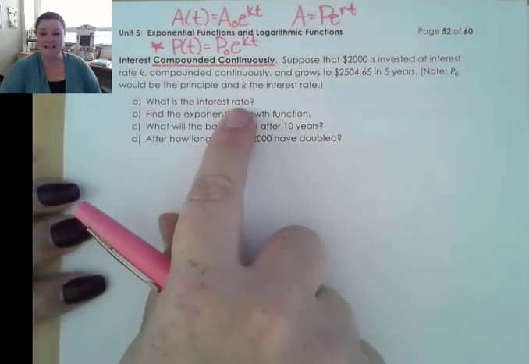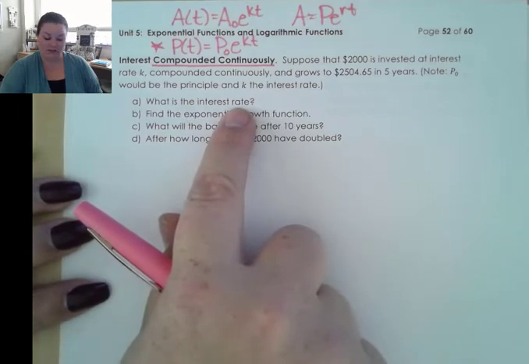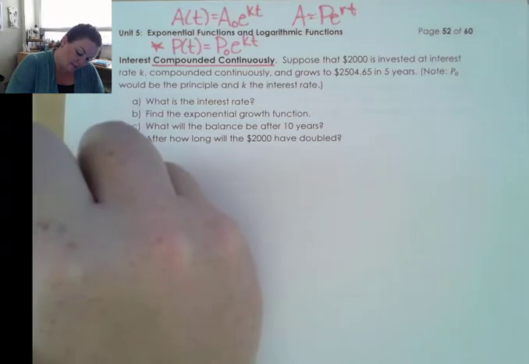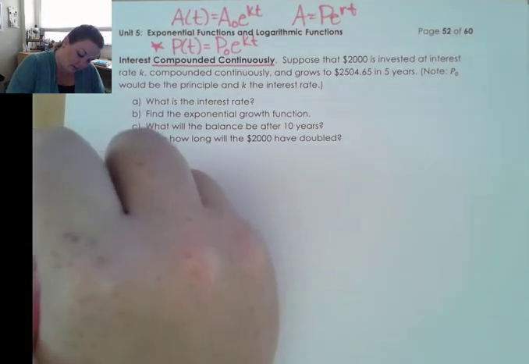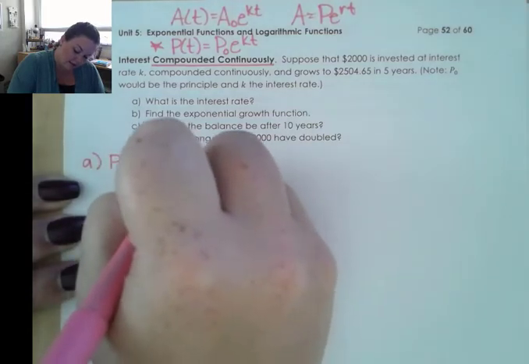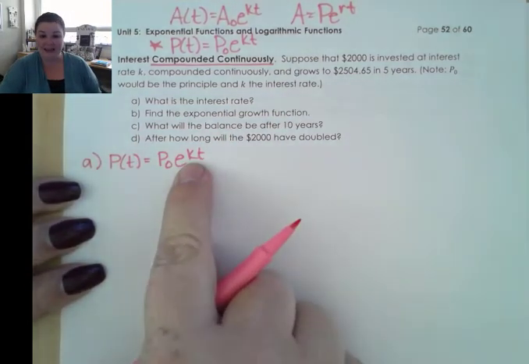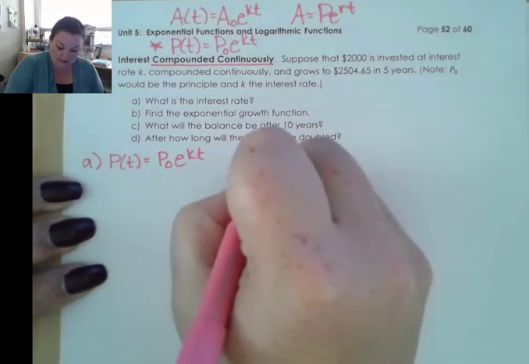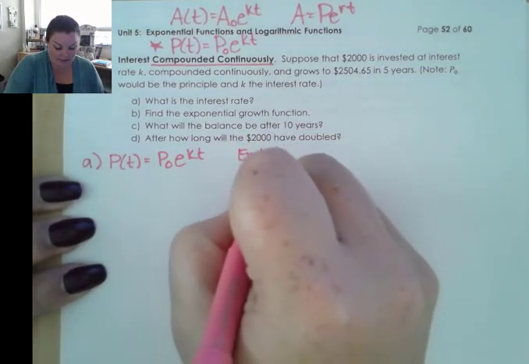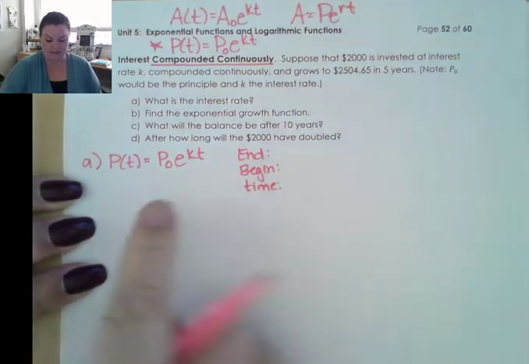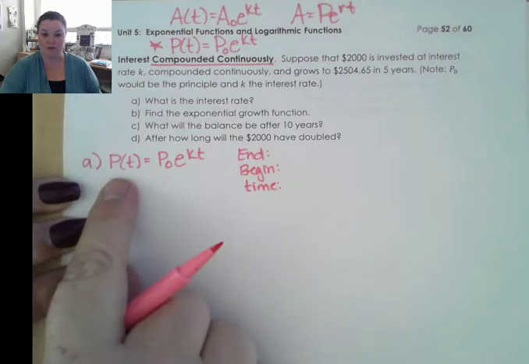Part A says, what is the interest rate? So what we don't know is our k. Here we have P of t is equal to P naught e to the kt. If we need to know k, that's what we're solving for, then that means we should know our ending amount, we should know our beginning amount, and we should know our time. Because that's everything else we need in order for this to work out.